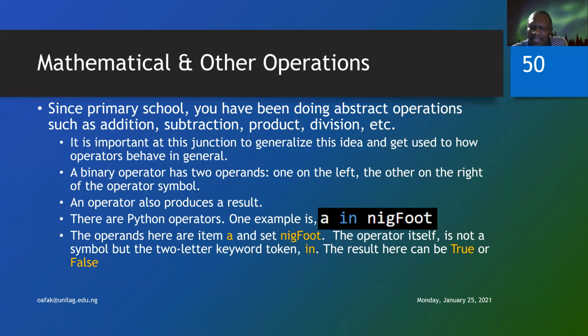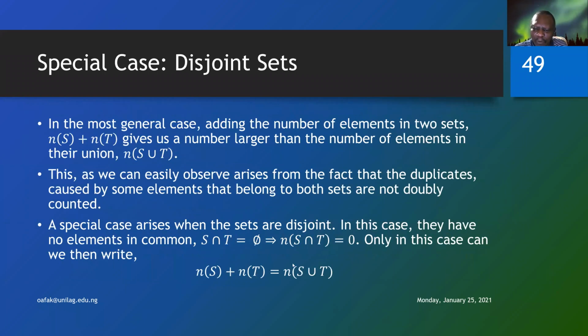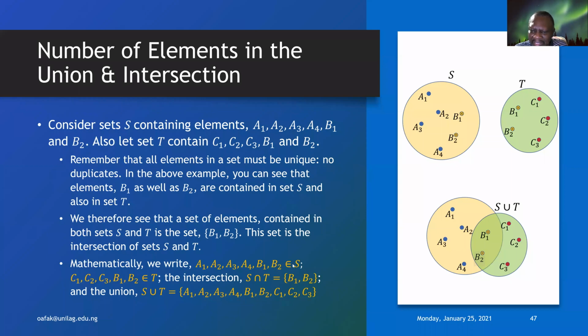For instance, before we get to Python, in mathematics, there are also operators. For instance, this belongs to, is an operator. The operand on the left is this whole list, and the operand on the right is this single thing. So these elements are on the left, and this single one on the right. This single one on the right is a set, whereas these are just a number of elements.